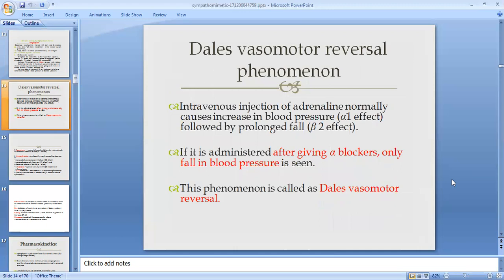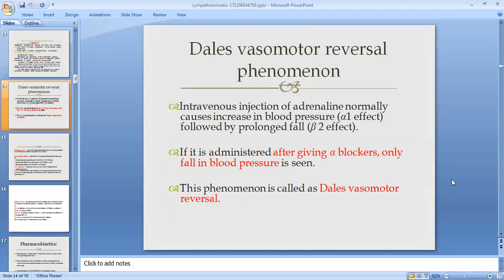Vasomotor reversal phenomenon. If intravenous injection of adrenaline is given, it causes an increase in blood pressure due to the alpha 1 effect, followed by a prolonged fall due to the beta 2 effect. But if it is administered after giving an alpha blocker like phenoxybenzamine, only a fall in blood pressure is seen because the alpha effect is blocked by phenoxybenzamine.